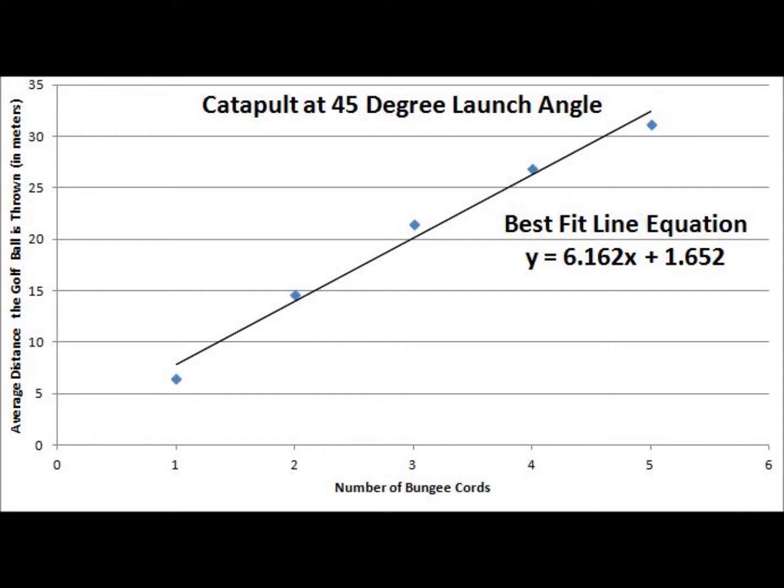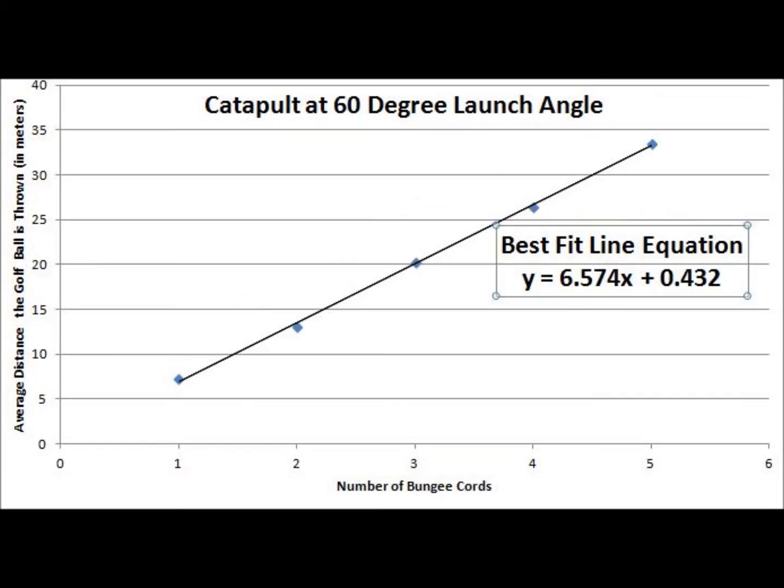The data is more linear than other graphs, and the equation for the best fit line is y equals 6.162x plus 1.652. This is our graph for the catapult at a 60-degree launch angle.